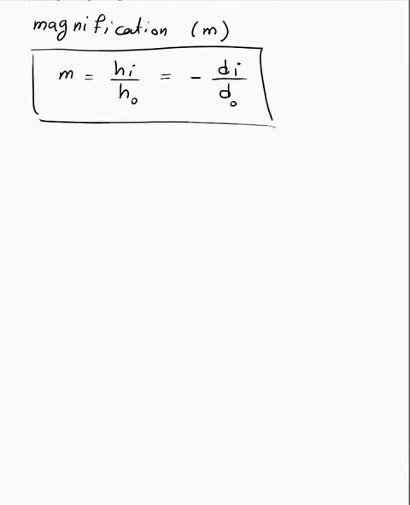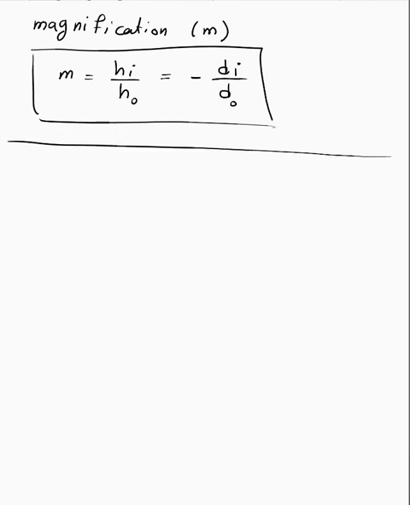Okay, so M is the height of the image divided by the height of the object. Or I can write it to be negative image distance over object distance. So this shows if my image is bigger or smaller than the object.